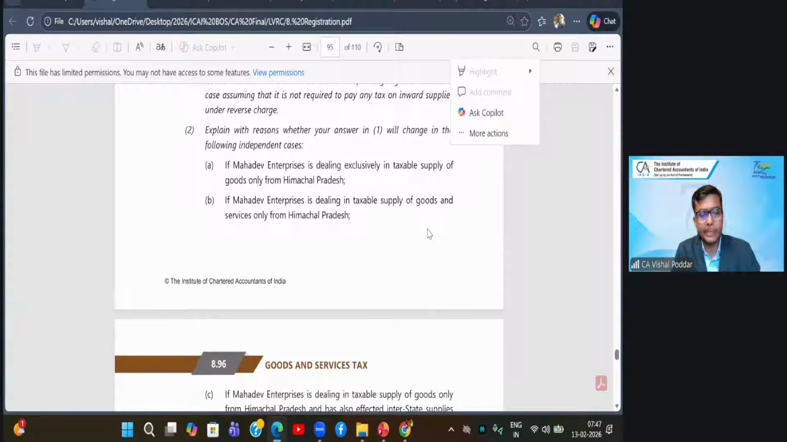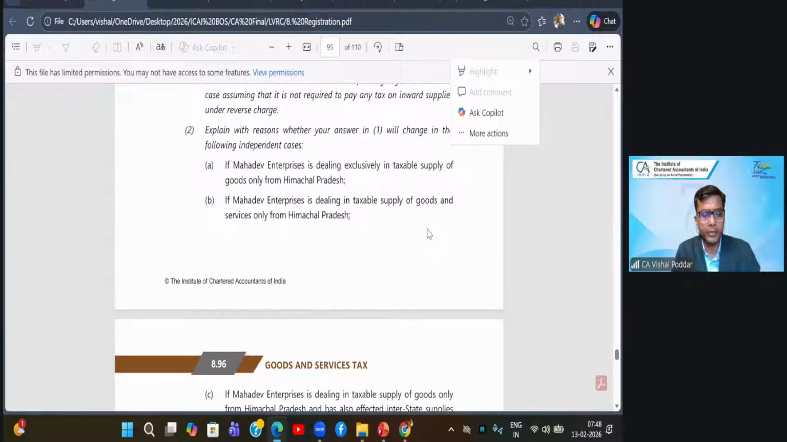If Mahadev Enterprise is dealing in taxable supply of goods and service only from Himachal Pradesh. What will be the change in answer? See, basically what will change if you're dealing in supply of goods and service both. So now instead of 40 lakhs, you have to see 20 lakhs. That is the only change in the application of provisions.